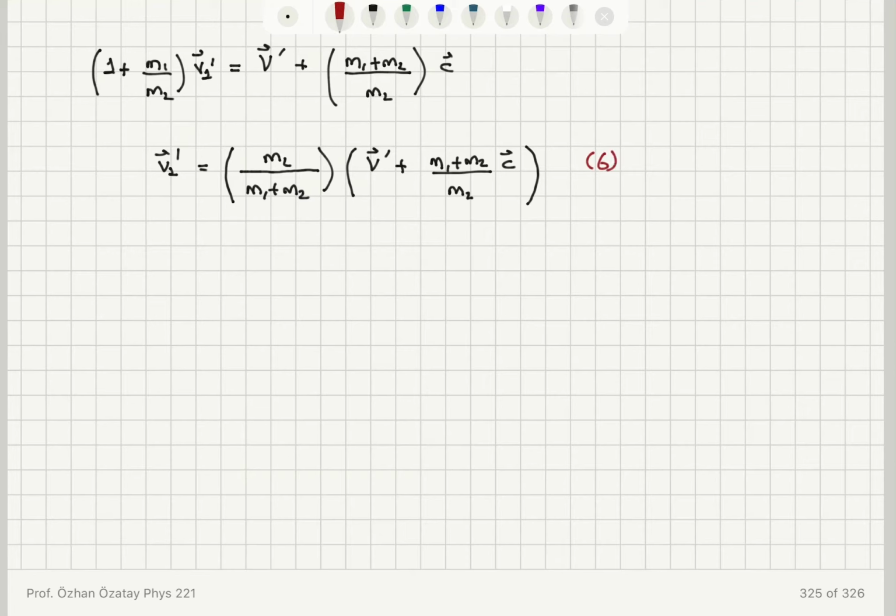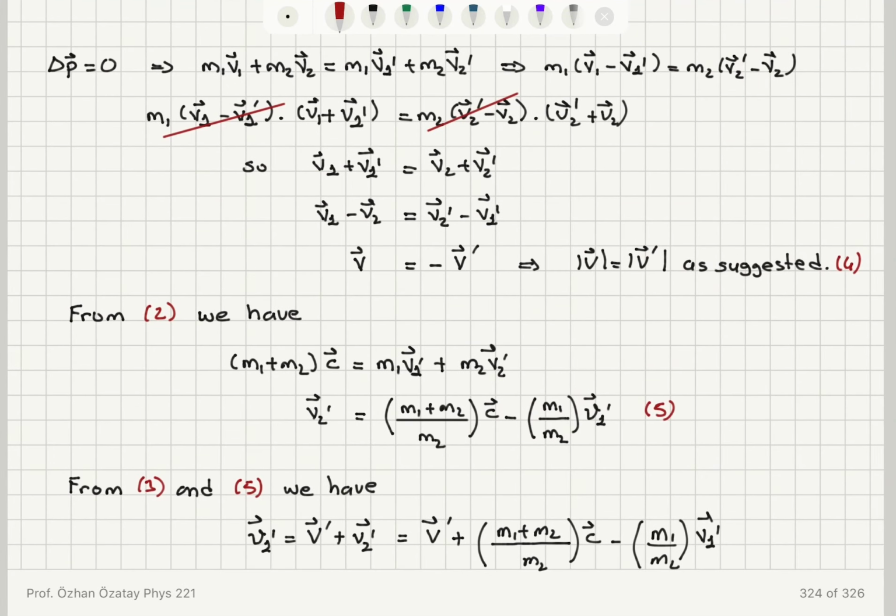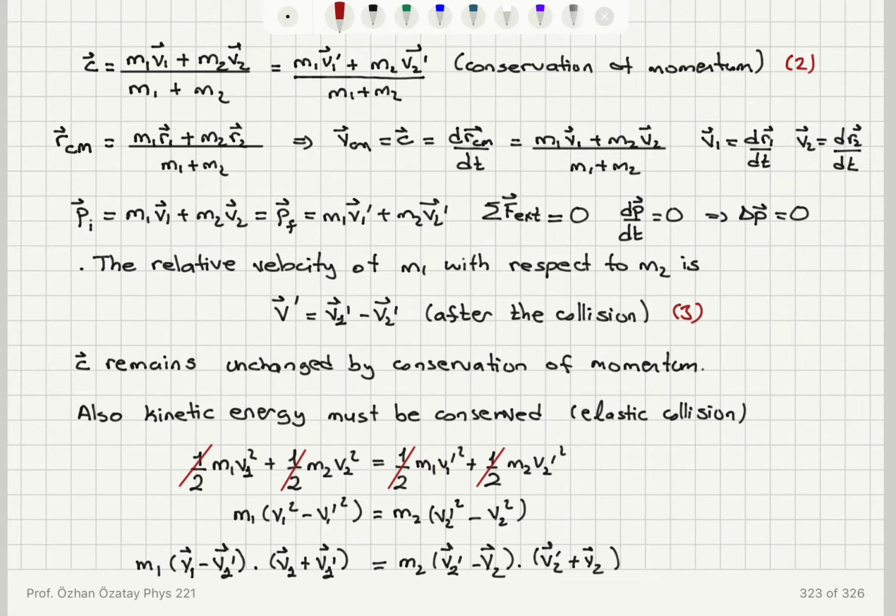We have gone from v1 prime to the relative velocity after the collision and center of mass velocity c. So if I do the same exercise for v1, then I will be able to write the change in its kinetic energy in terms of c and the relative velocities. So similarly, I continue the same exercise from equation number 2. Let's go back to equation number 2. That's conservation of momentum.